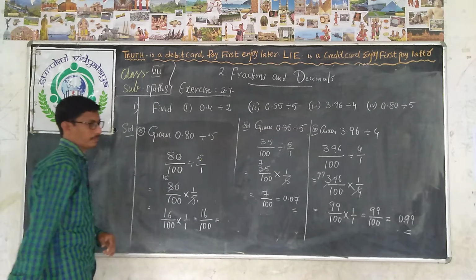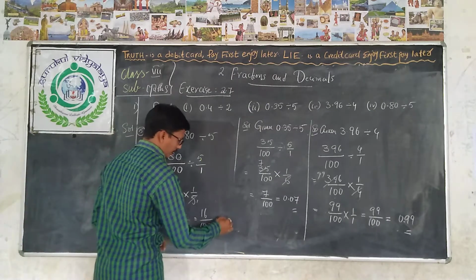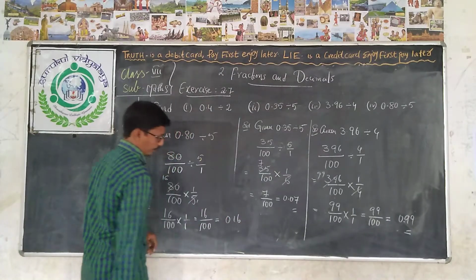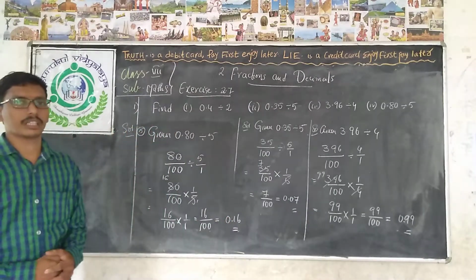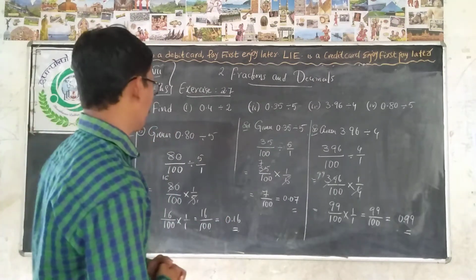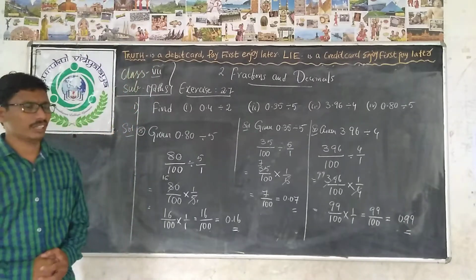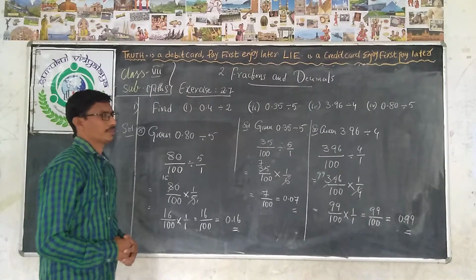So convert it to the decimal. 16 by 100, totally 3 digits: 0, 1, 6 you can see. 2 zeros are there, 2 places before it. What answer did we get? 0.16, you got the answer. Understood? See, these are very easy problems in this chapter.